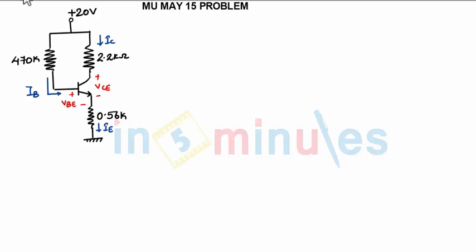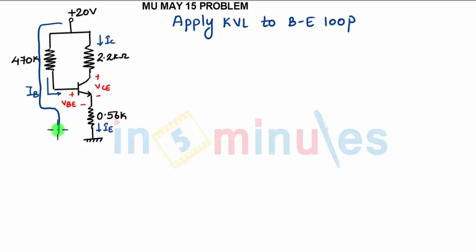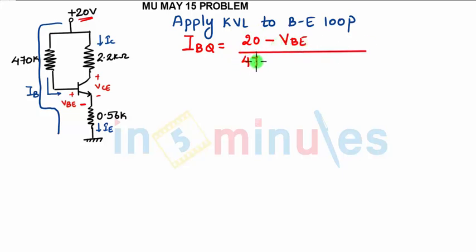For that, we apply KVL to the base emitter loop, the loop in which we have VBE. What will be the equation? Shortcut again: IBQ equals 20 minus VBE, divided by the total resistance, 470 kilo ohms plus (1 plus beta) times 0.56 kilo ohms. VBE, if not given, we take as 0.7.